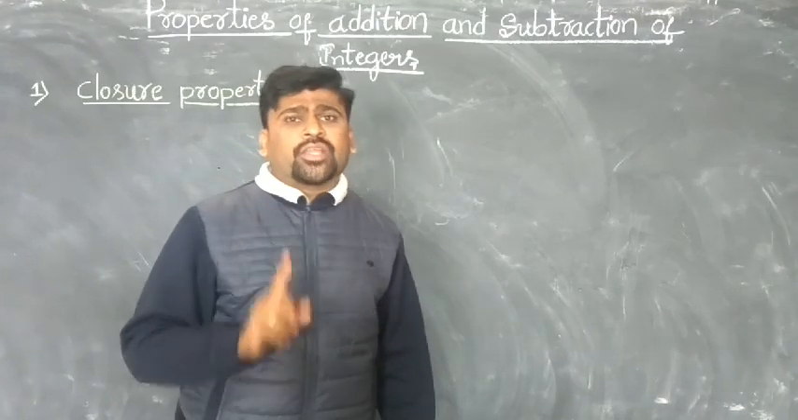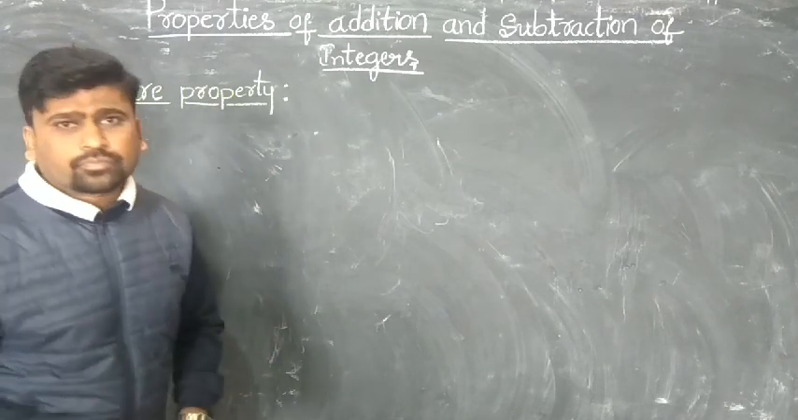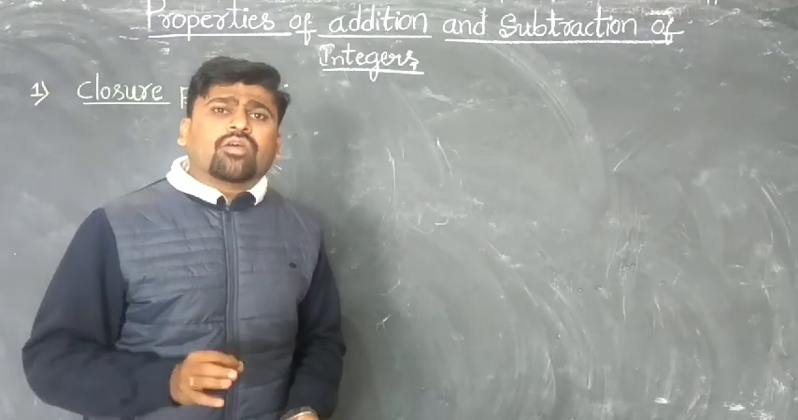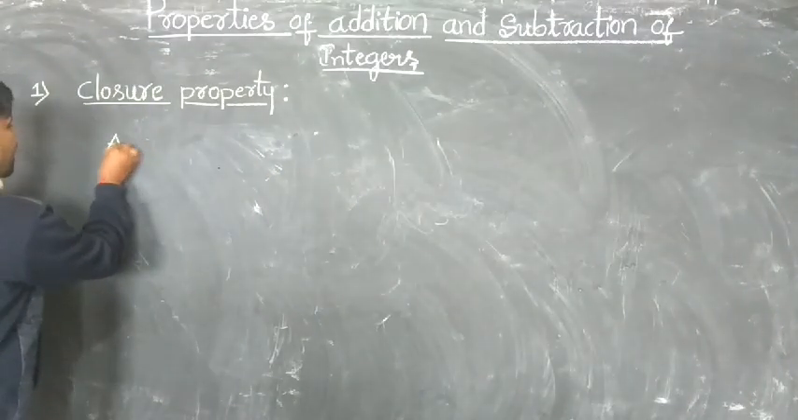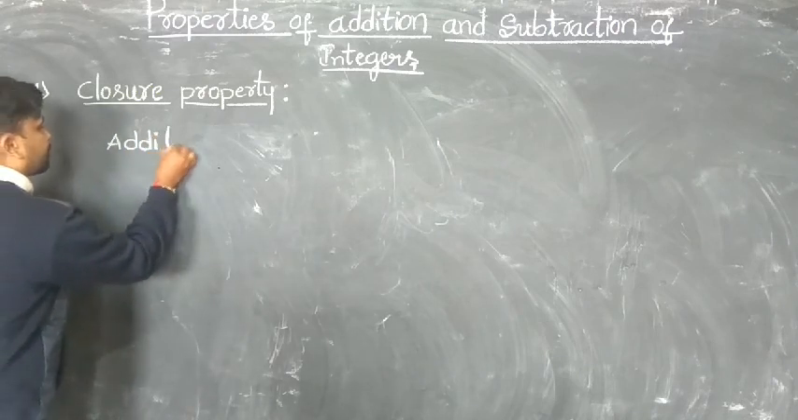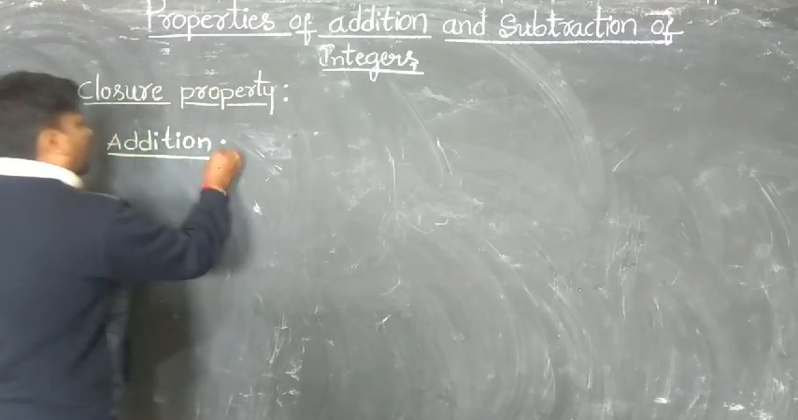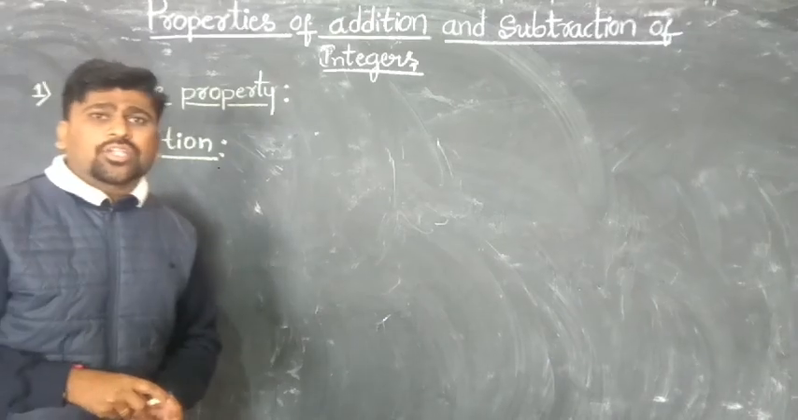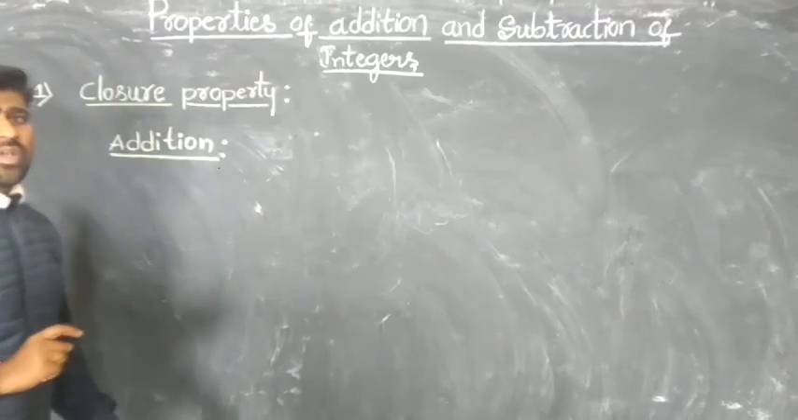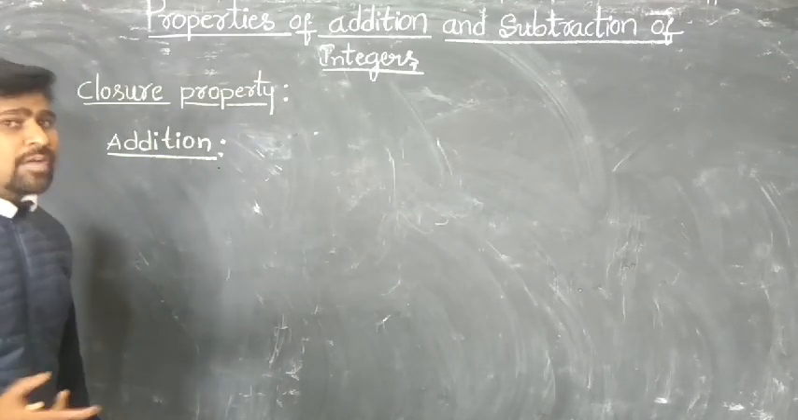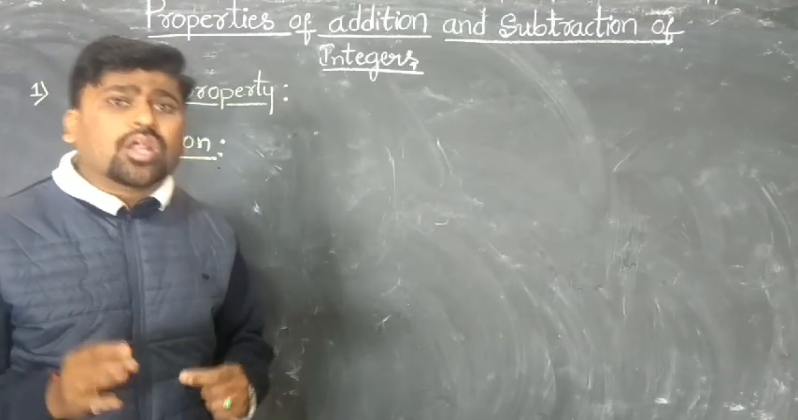The first property we are going to discuss is the closure property. What is the meaning of closure property? First we are going to discuss closure property regarding addition. First of all, I will write one sentence. Afterwards, I will give 2 or 3 examples. From these examples, you can easily understand the meaning of closure property.